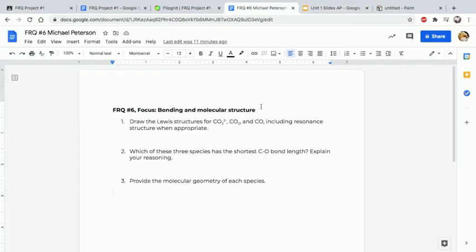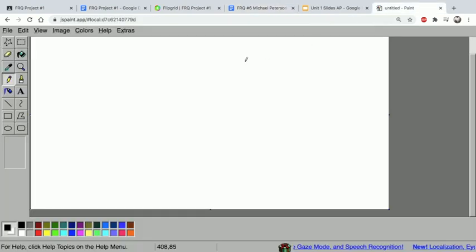Now, if you go to CO2, this one's pretty simple because oxygen needs 2 bonds and carbon needs 4. And because there are 2 oxygens and 1 carbon, it works out perfectly. So carbon bonds twice with both oxygens. And this is the Lewis structure. Very simple.